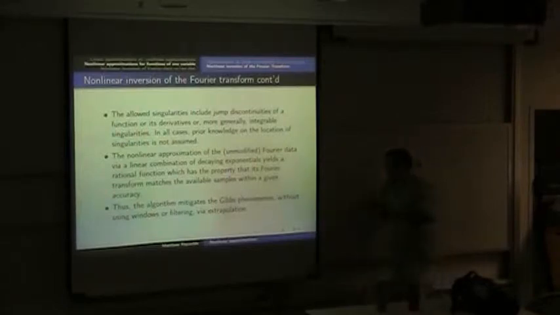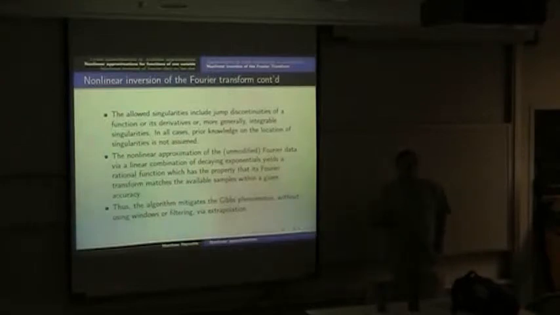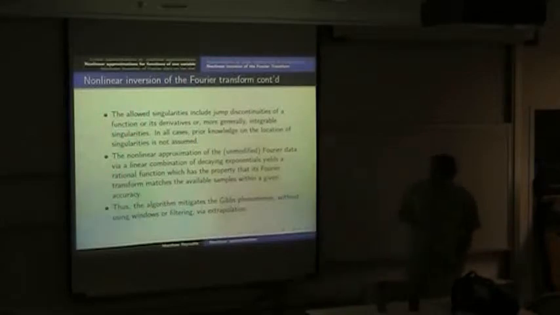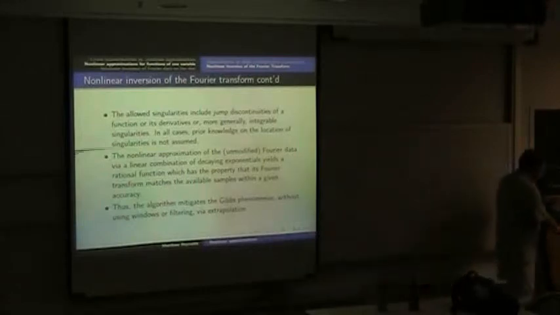And using this method, this approximation is going to mitigate the Gibbs phenomena without using windows or filtering, because the data that we approximate in the Fourier domain, we're going to extrapolate those data. And so instead of brutally cutting off data or windowing data, we can just let it go to 0 as the approximation goes to infinity, and do an analytic Fourier transform to recover the function.